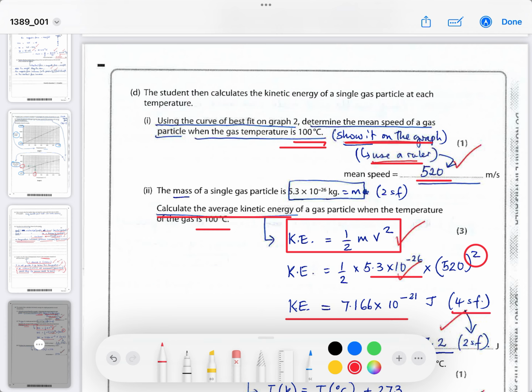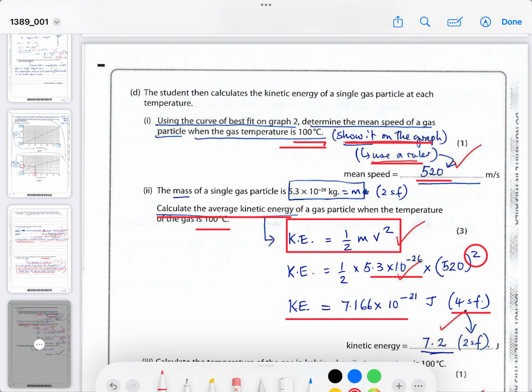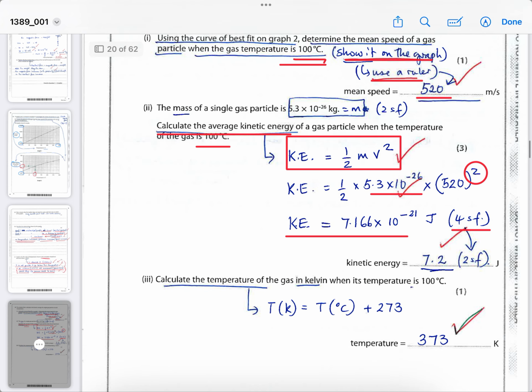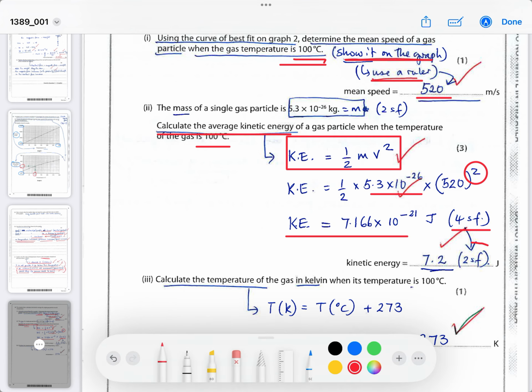I've put it to 4 significant figures, yeah, and then shown the examiner that I know that I should round it up, because if you think about it, most of the data we're provided with is known to 2 significant figures only, so you should really quote your answer to 2 significant figures. Hope that makes sense. And then it says calculate the temperature of the gas in Kelvin.